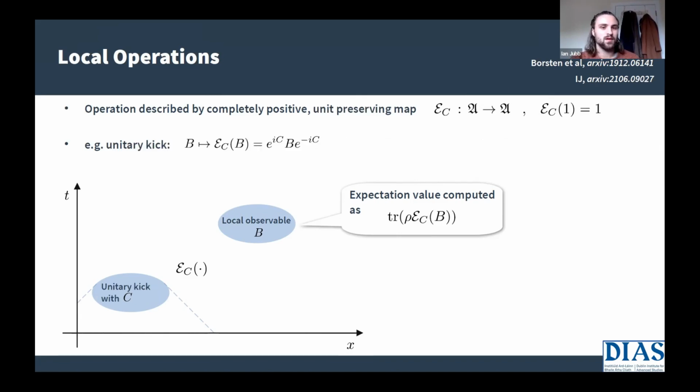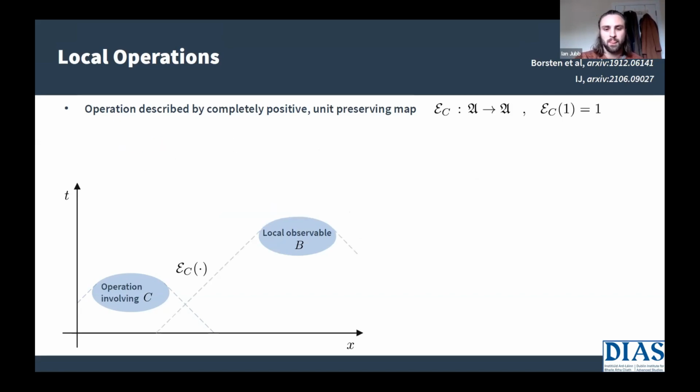Another example is that of a unitary kick. So given some self-adjoint operator C, we can hit B on either side with the associated unitaries for C. And I'll just give this map the symbol U for unitary kick, because I'll be referring to it later. So we don't need to just be thinking about measurements. In this case, this isn't some sort of measurement. We're thinking about local operations more generally.